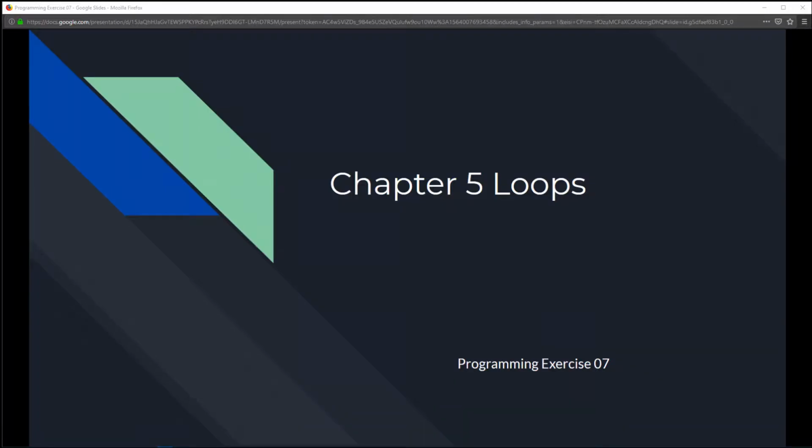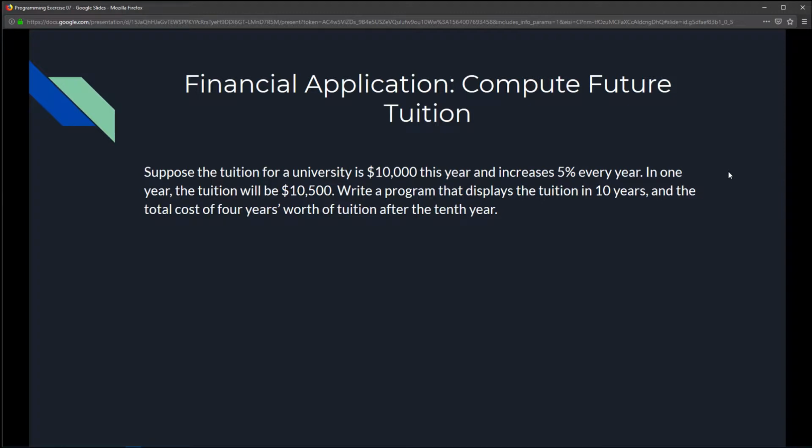This is Chapter 5 Loops, Programming Exercise 7, Financial Application, Compute Future Tuition. Suppose the tuition for university is $10,000 this year, and it increases 5% every year. In 1 year, the tuition will be $10,500. Write a program that displays the tuition in 10 years and the total cost of 4 years' worth of tuition after the 10th year.